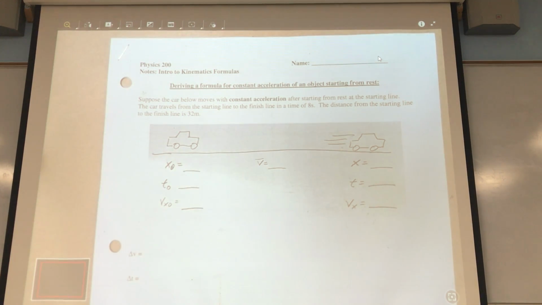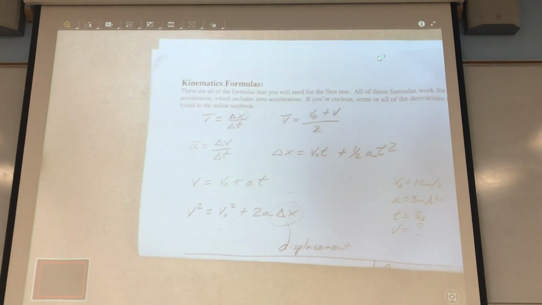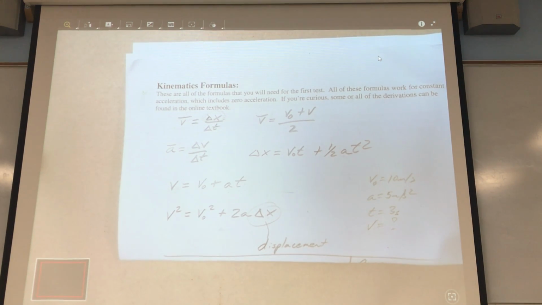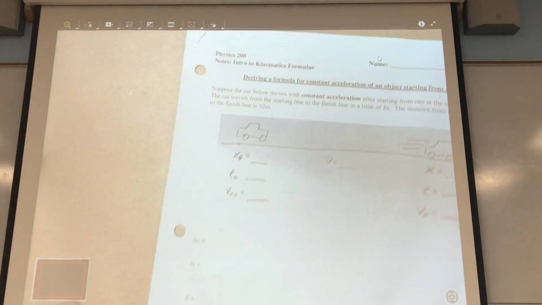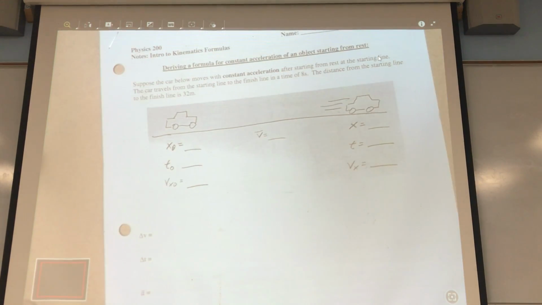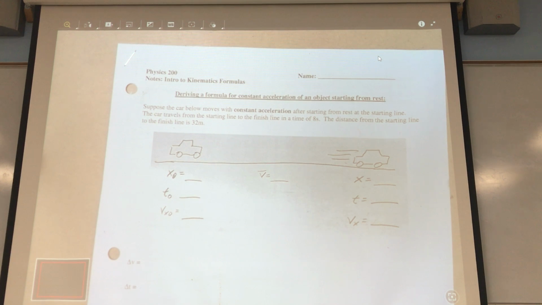I'm just going to take you through a scenario to, let me give you a preview. These are the kinematics formulas you're going to need for the first test. And there's really nothing super mysterious about those. I'm going to write them down in a minute. You can write them down. Again, if you don't like writing any of this stuff, you can just go to my website. I already scanned this. It's there.